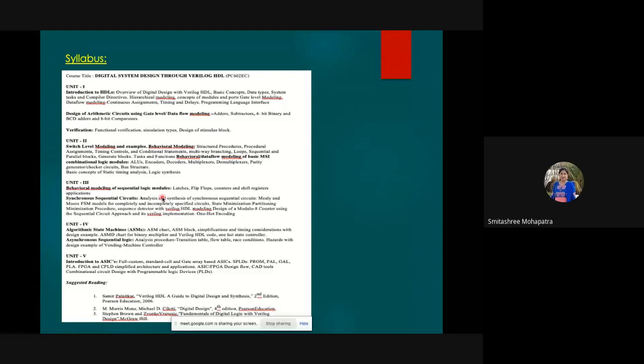Today, as you know, we'll start with unit one. Unit one is nothing but an introduction to HDL. What is this HDL? Why are we going to use it? Today we are going to discuss all these things, an overview of digital design with Verilog HDL. And tomorrow onwards we'll start the details of the basic concepts and how to write the language, right?